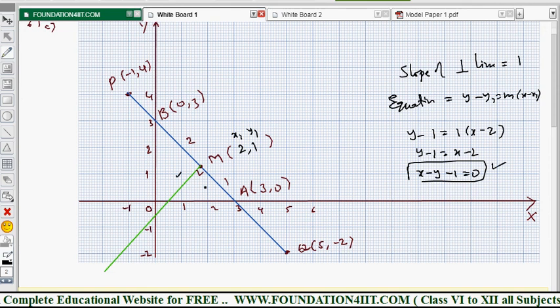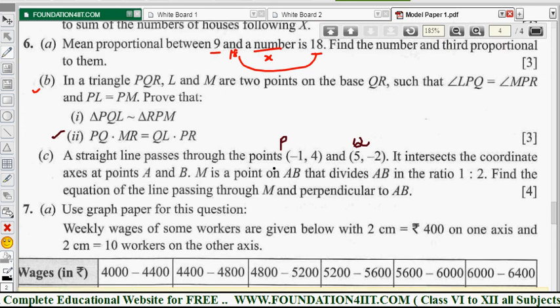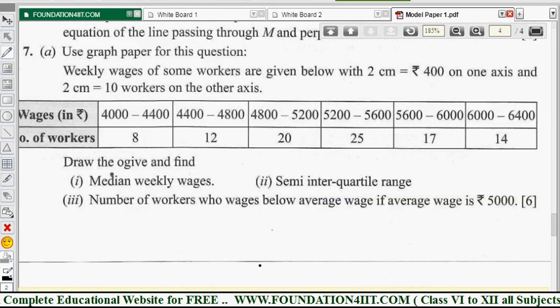Okay. You can take this. Right now, this is question number 6. Now you can see question number 7 and then solve these problems.